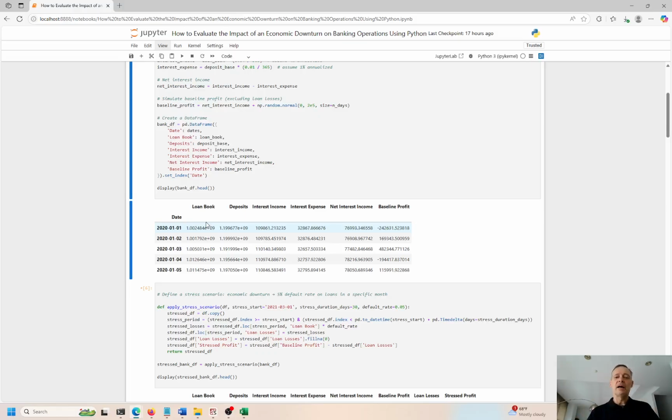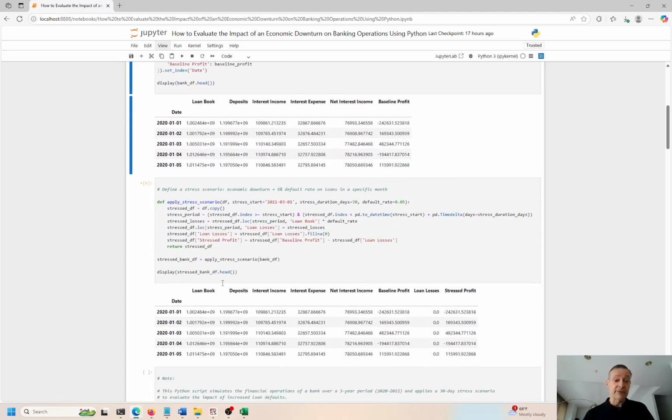Let's just create a realistic scenario with some very simple data that we have access to, okay? Because I know I've been down this path. It's painful to get access to databases, right? You have to get on your hands and knees and beg people, all right? But let's not go through that whole thing right now. Let's just do it straightforward, okay? So we have loan book, deposit, interest income, interest expense, net interest income, and then baseline profit, okay? So what is the profit after we do all of our operations, okay? So let's look at a stress scenario, okay?